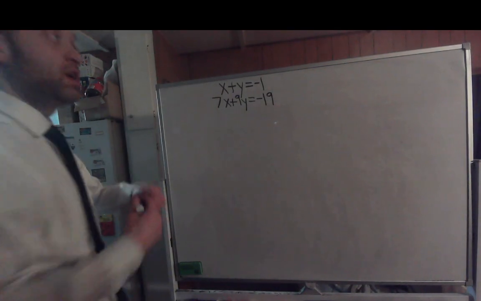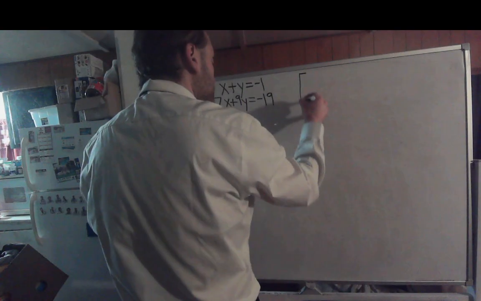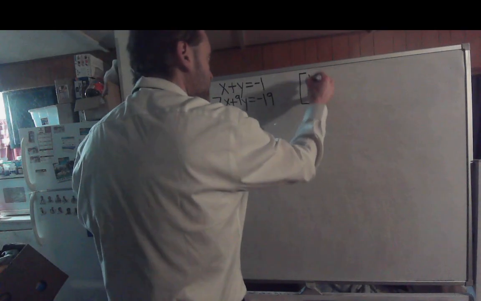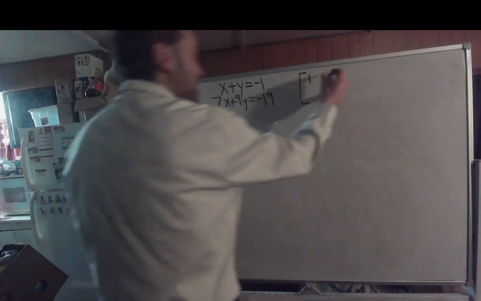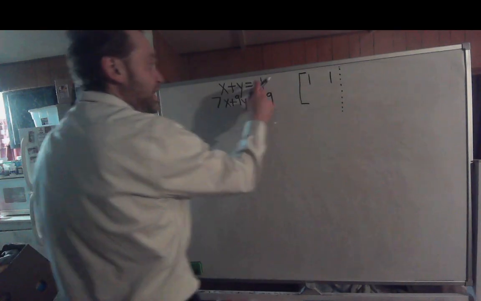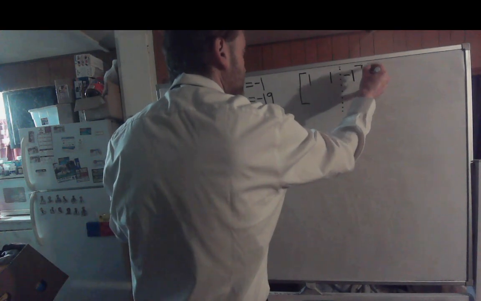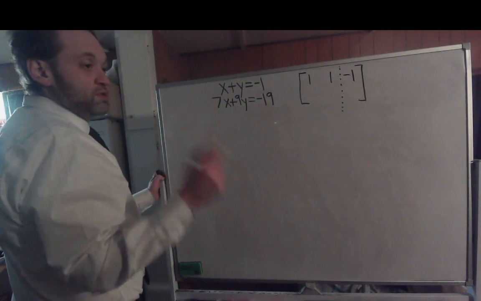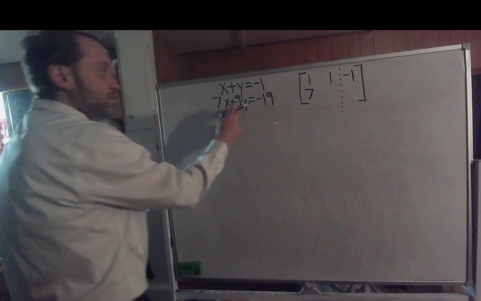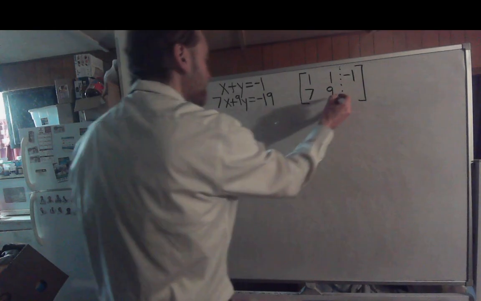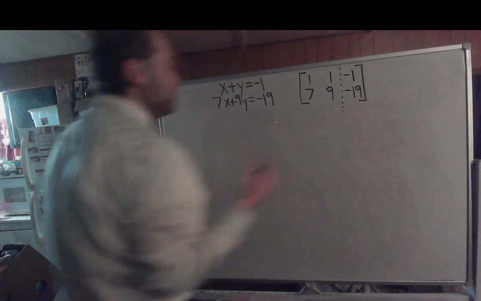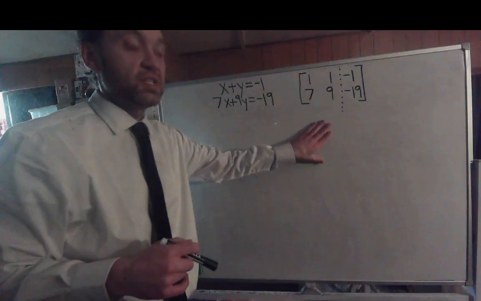Well, let's turn this into an augmented matrix first. So in the first row, we'll take the coefficient of our x variable, which is 1, then take the coefficient of your y variable, which is also 1, then draw your line of augmentation. You would put that negative 1 to the right of that line of augmentation. Now, to form your second row, take the coefficient on that x variable, which would be 7, then take the coefficient on your y variable, which is 9, and then put that negative 19 to the right of the augmentation line. You've just formed your augmented matrix for this system.